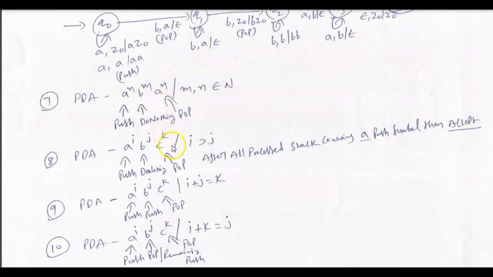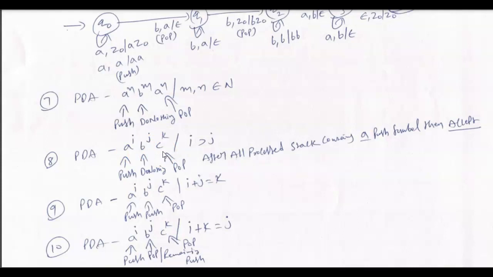In the same way we have a to the power of i, b to the power of j, c to the power of k, where i is greater than j. It is a very interesting one. What we will do generally is for A and for C, we are going to compare the i and j over here. We do nothing for B. For A and C, for every A we push and every C we pop.